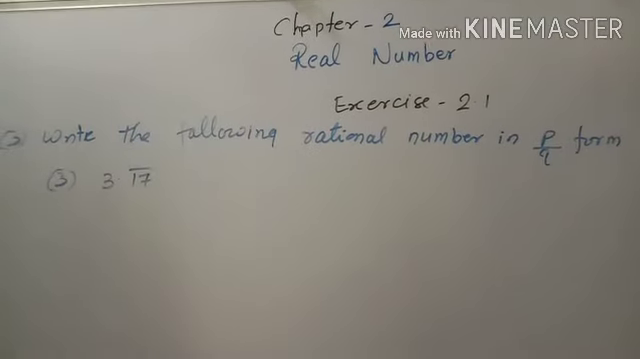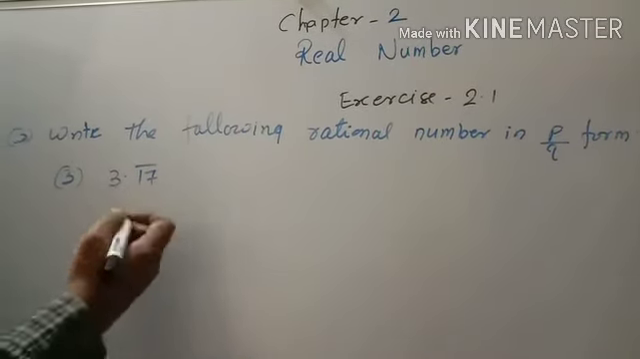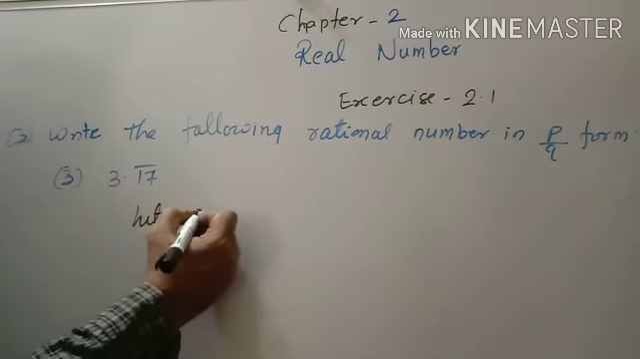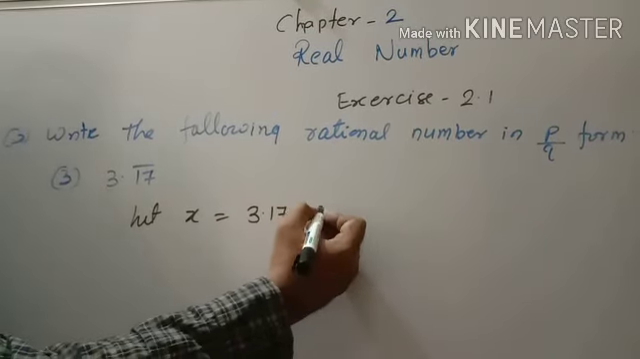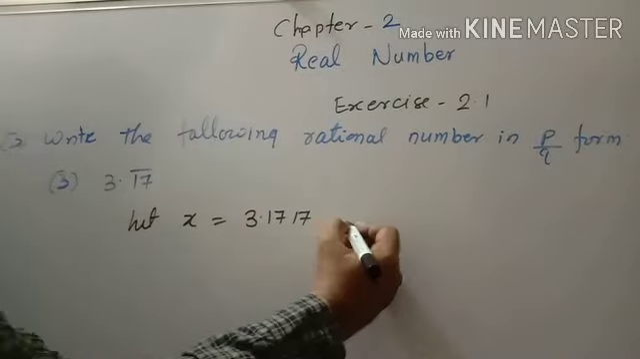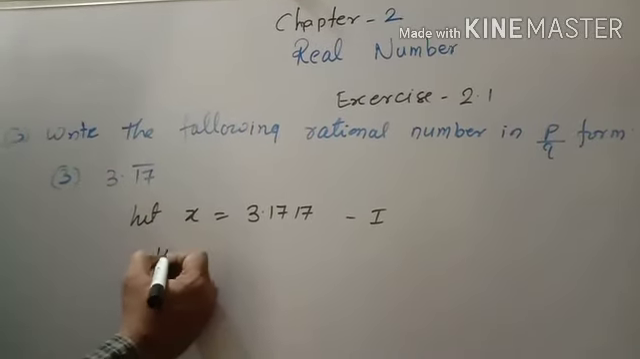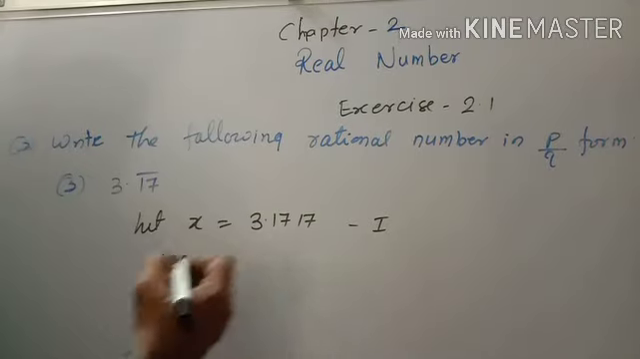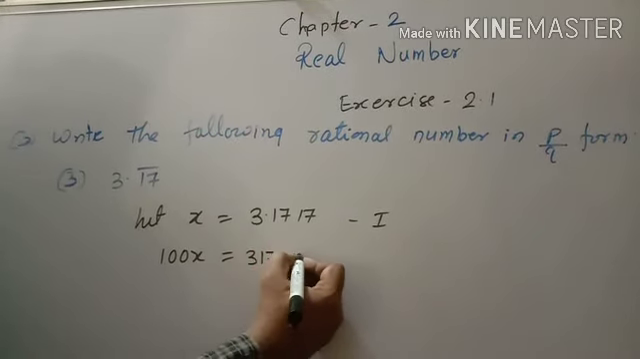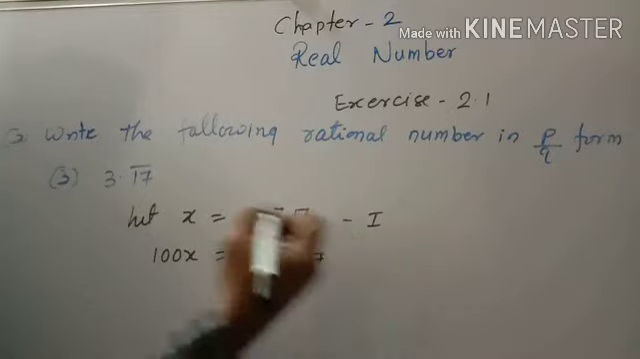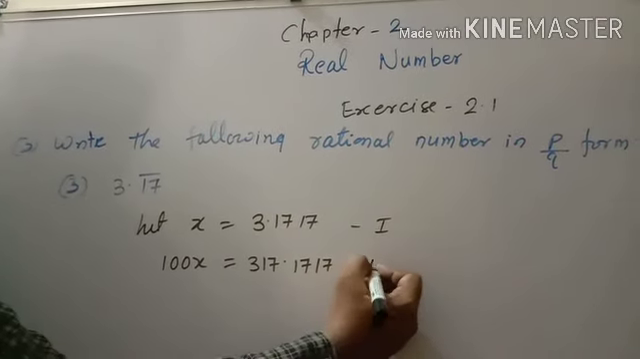So student, next is 3.17 bar. That means let x is equal to 3.1717, and that is equation number 1. Now here also 2 digits repeat. Therefore 100x is equal to what? 317.1717. That is equation number 2.